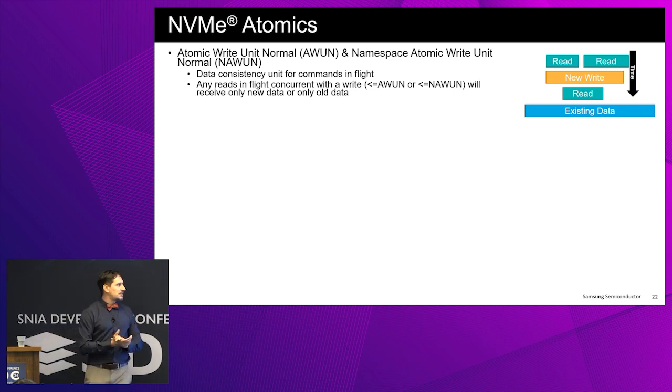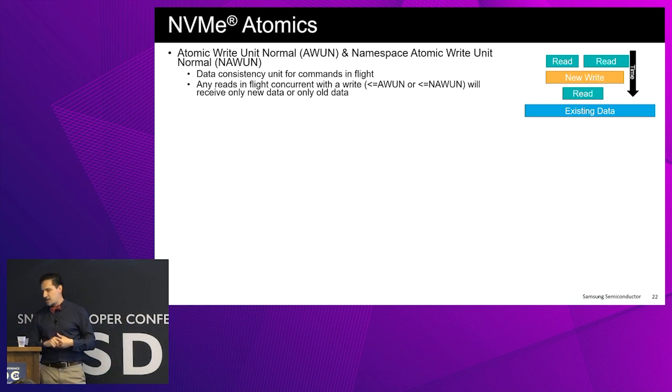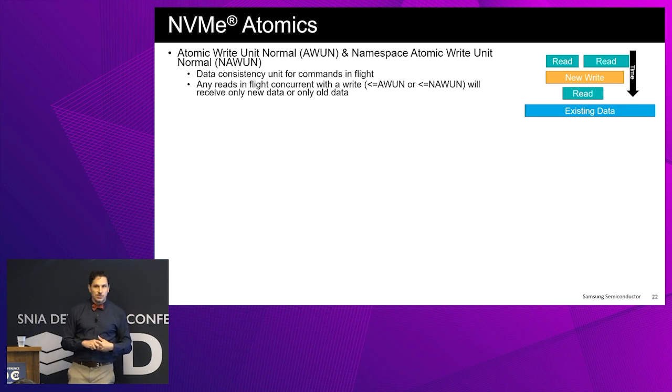Basically, they force an ordering. If you had a read in flight in the system and a write, or multiple reads in this example in the upper right, and you have a write in the system, it's going to make sure that you get either all old data or all new data. So it forces that ordering when you have an overlapping LBA reading.